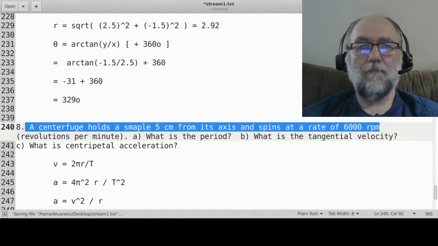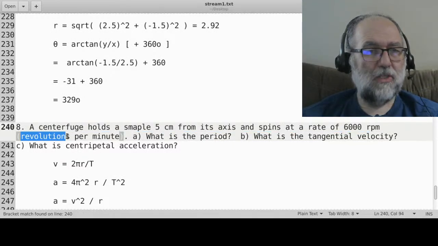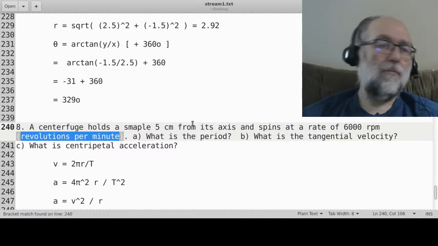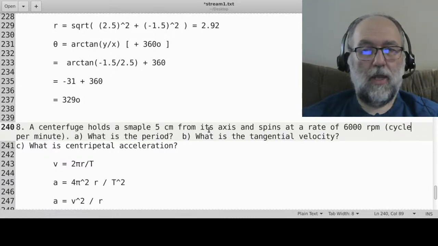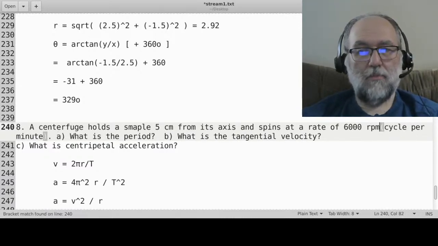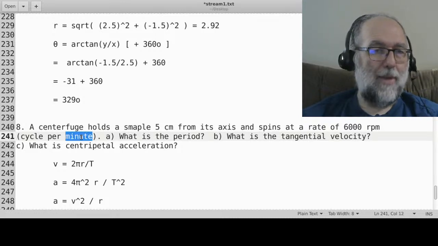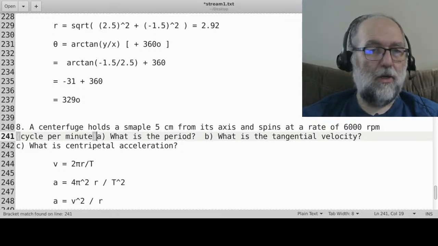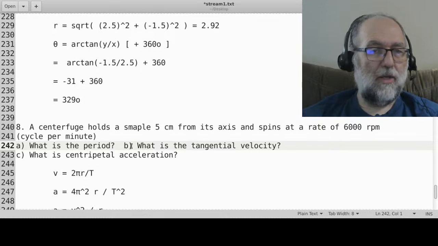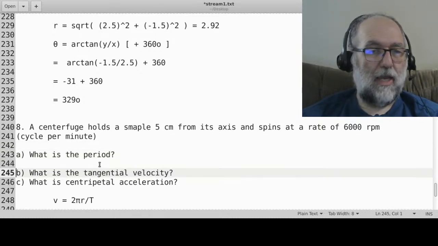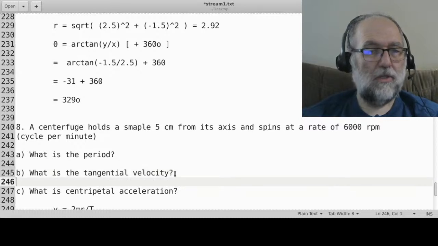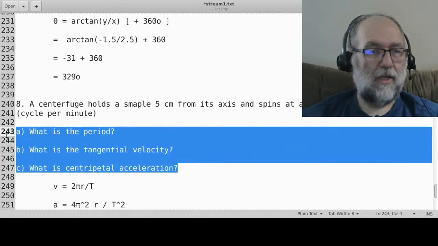What RPM means, I didn't give you that in class, but it means revolutions per minute. Or another word for revolution is cycle. So 6,000 RPM would be 6,000 cycles per minute. And I want to know, first question is, what is the period? What is the tangential velocity? And what is the acceleration? So there are the three questions that I'm asking.